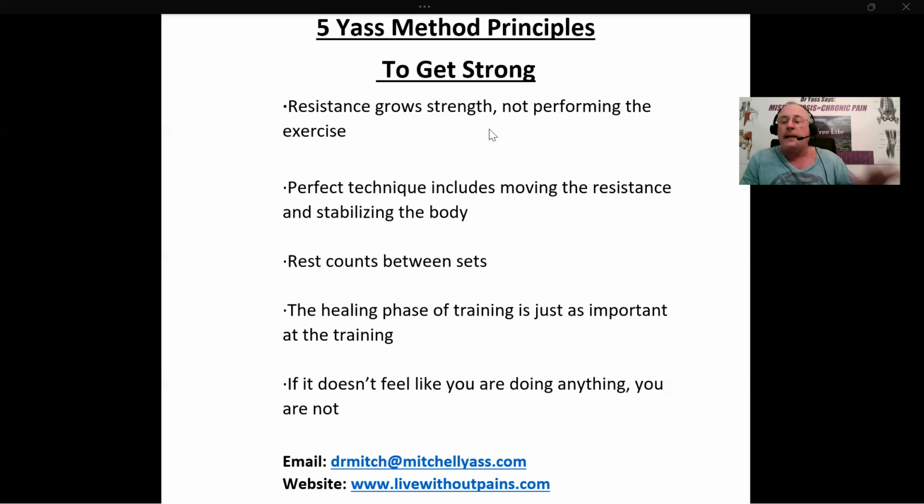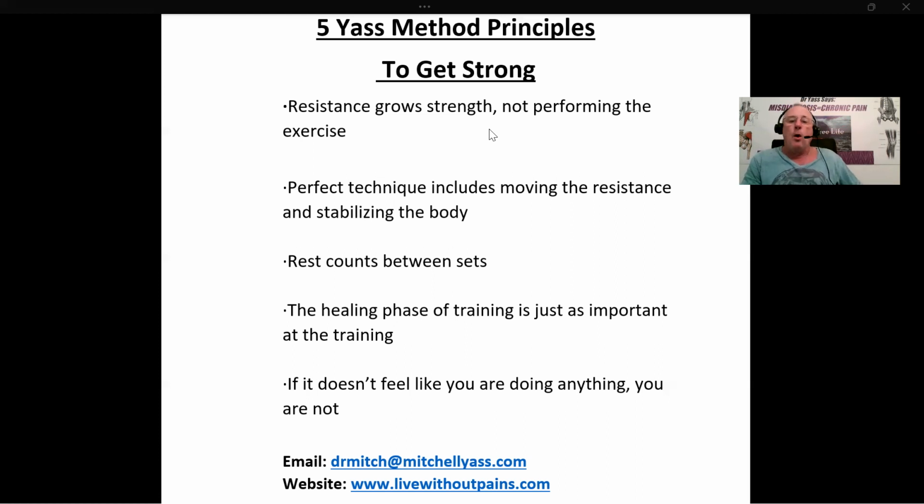Muscles grow based on the resistances they have to push against. There's a linear relationship between strength and mass. If you increase strength 10%, you increase mass 10%. Okay? So the first big one, resistance grows muscle, both strength and muscle, not performing the exercise.